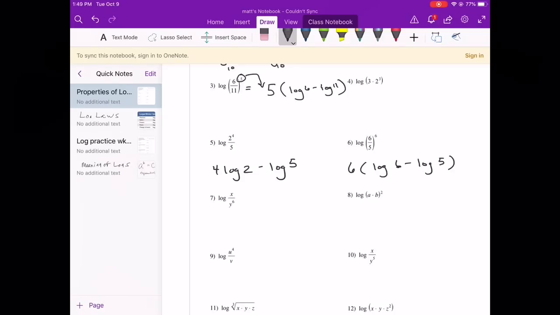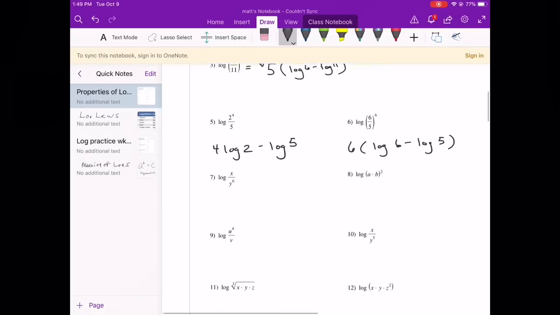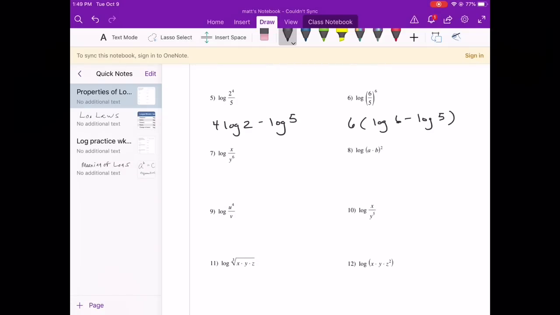So again, make sure you see the difference between number 5 and number 6, so you can understand that when everything is raised to the 6th, everybody is multiplied by the 6. But when only this 2 was raised to the 4, only the log of 2 was multiplied by 4, not both pieces. All right, moving down a little bit further where we've got some more complicated stuff.